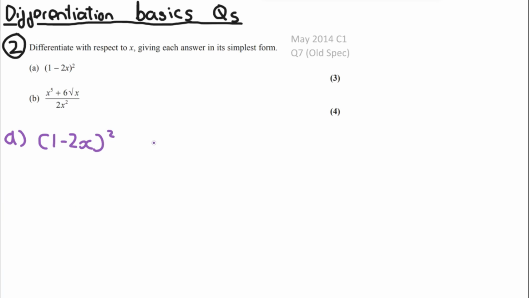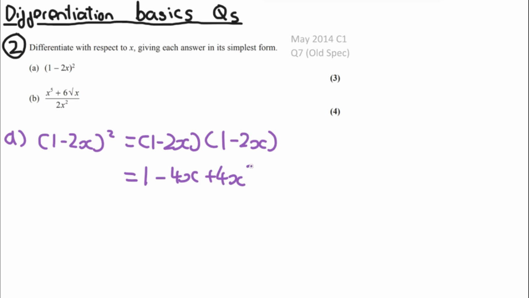Okay, so for part A, the first thing we need to do is expand the brackets. So 1 minus 2x squared is equal to 1 minus 2x times 1 minus 2x, and if we expand the brackets, we're going to get 1 times 1 is 1, minus 2x times 1 is minus 2x, and obviously that happens twice, so it's going to be minus 4x, and then minus 2x times minus 2x is plus 4x squared. And now we can just differentiate this.